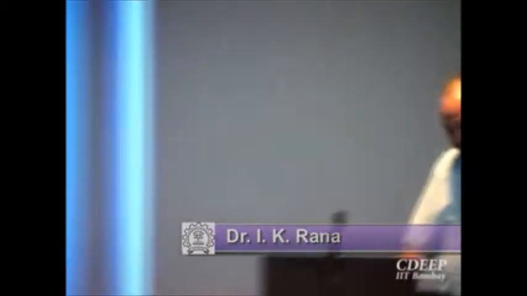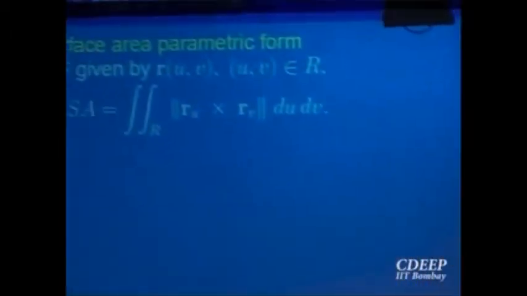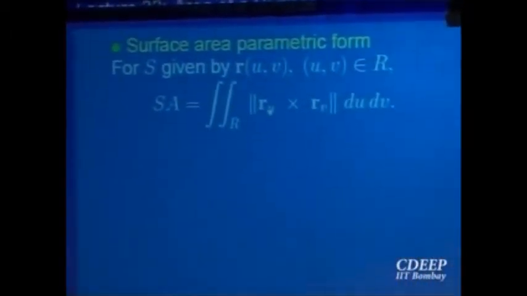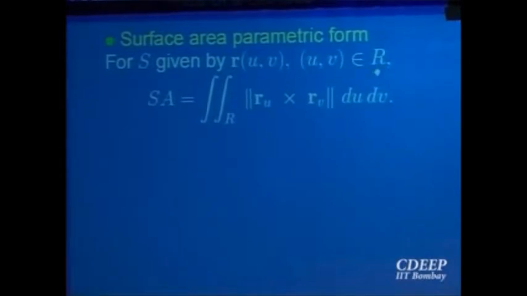We will begin the lecture. So last time we were looking at surfaces and the areas of surfaces. We had proved the following formula, namely the surface area of a surface whose parameterization is given by r(u,v), where u and v vary over a region R.